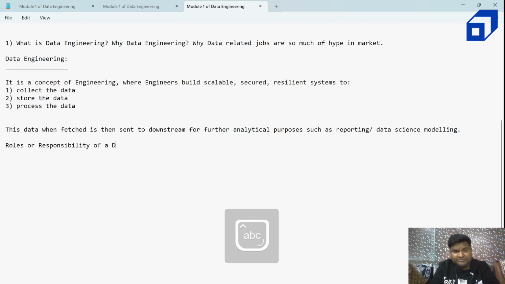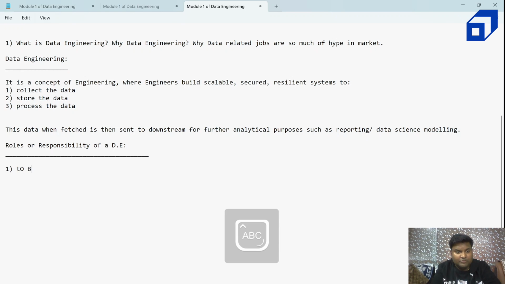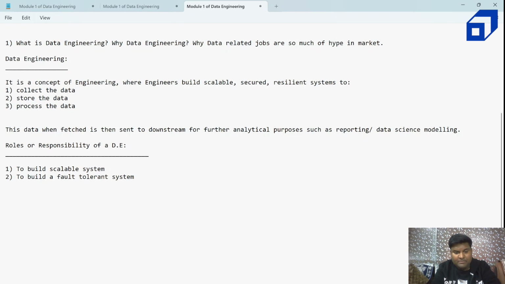of a data engineer. I'll write data engineer in short form as DE. Make sure whenever I write DE, it means data engineer. So number one is to build a scalable system. I have already written the word scalable. Number two, to build a fault tolerant system. Number three, to build a private or secured system.